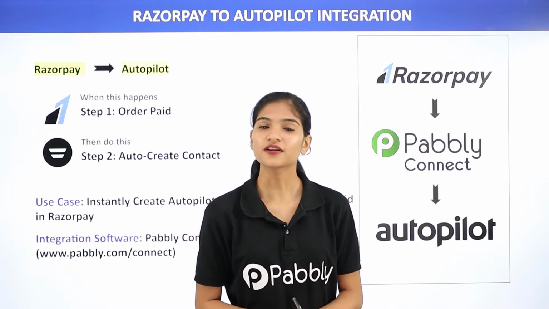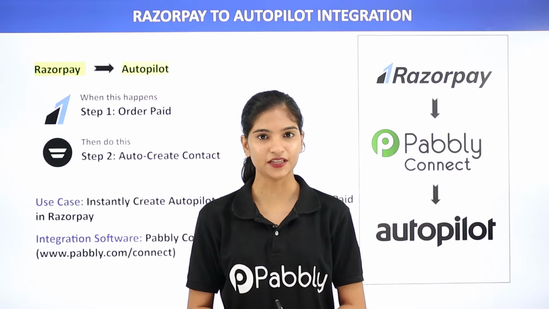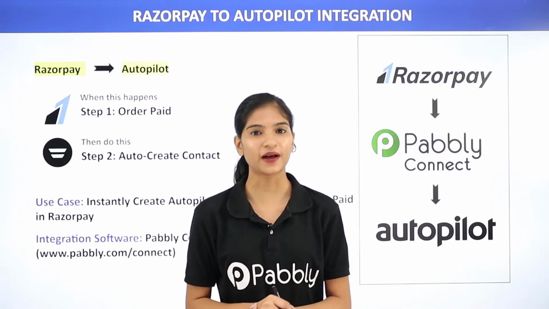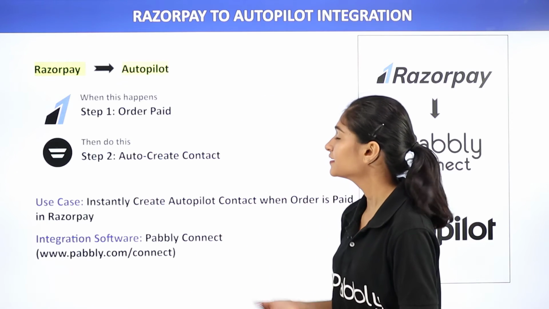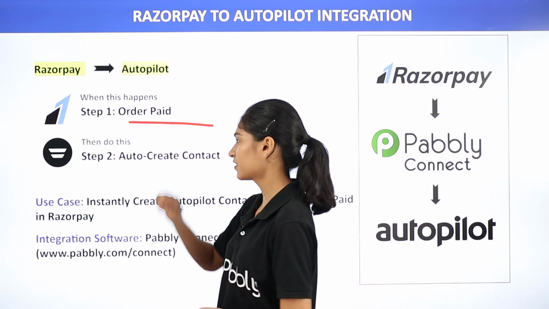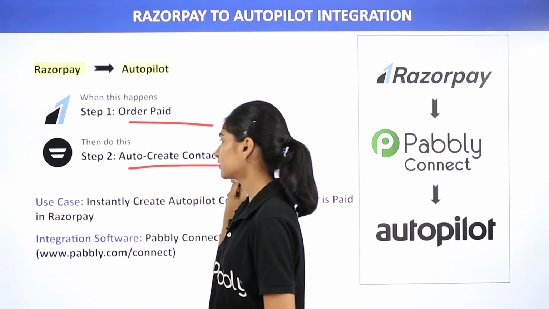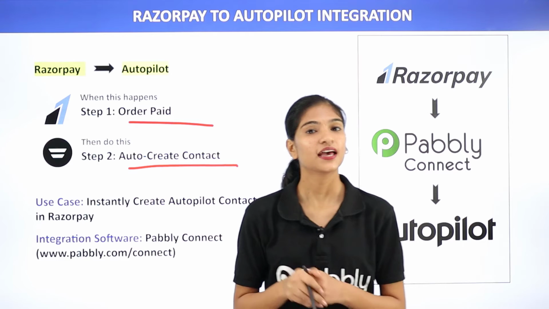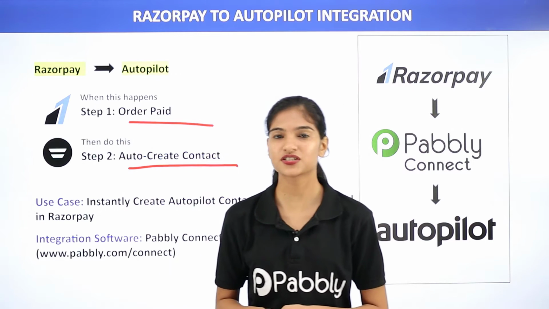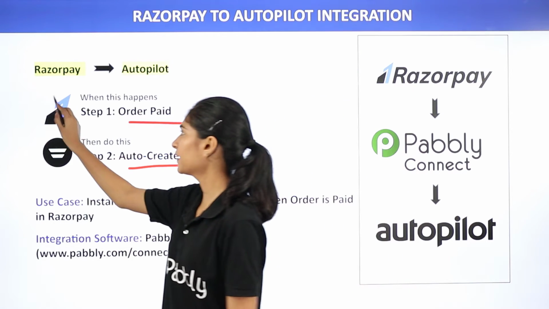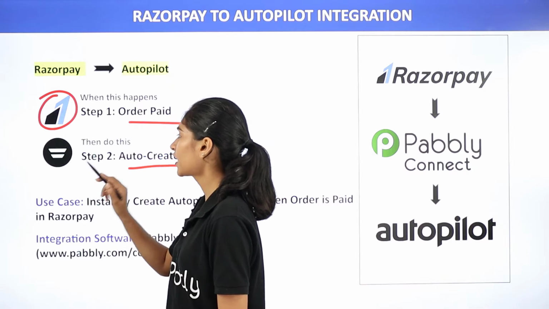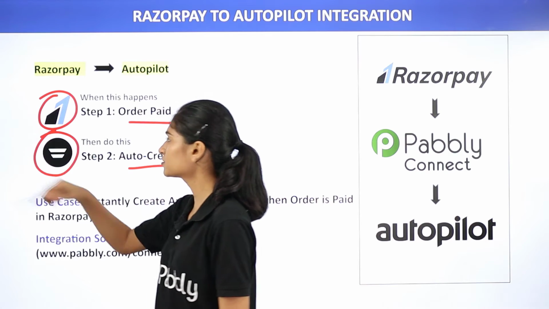Today in this video, we are going to integrate two software applications, Razorpay and Autopilot. The use case here is, whenever an order is paid in Razorpay, automatically create a contact in Autopilot. First, let us know what these two software applications are all about. Razorpay is an online payment gateway, whereas Autopilot is a marketing automation software.